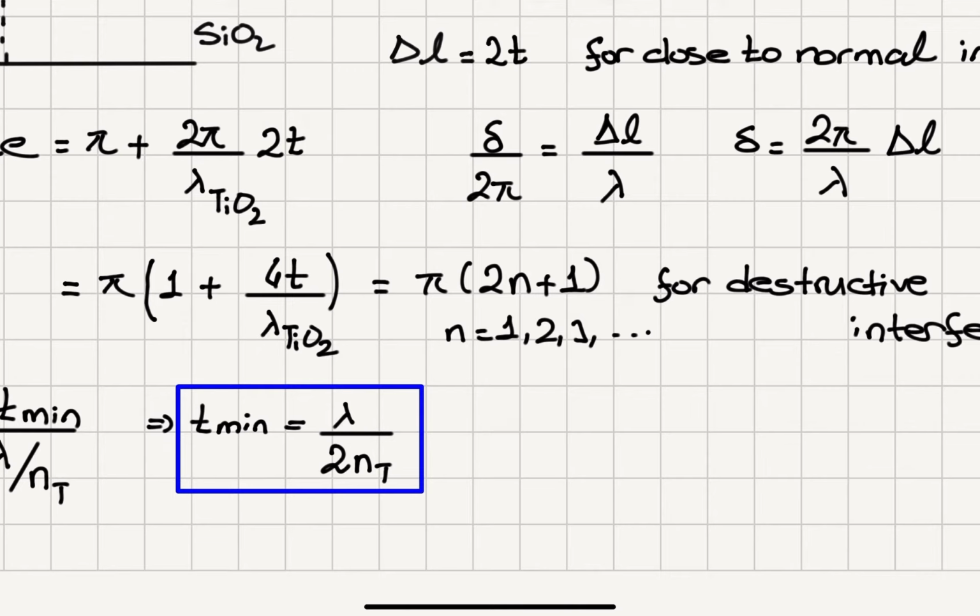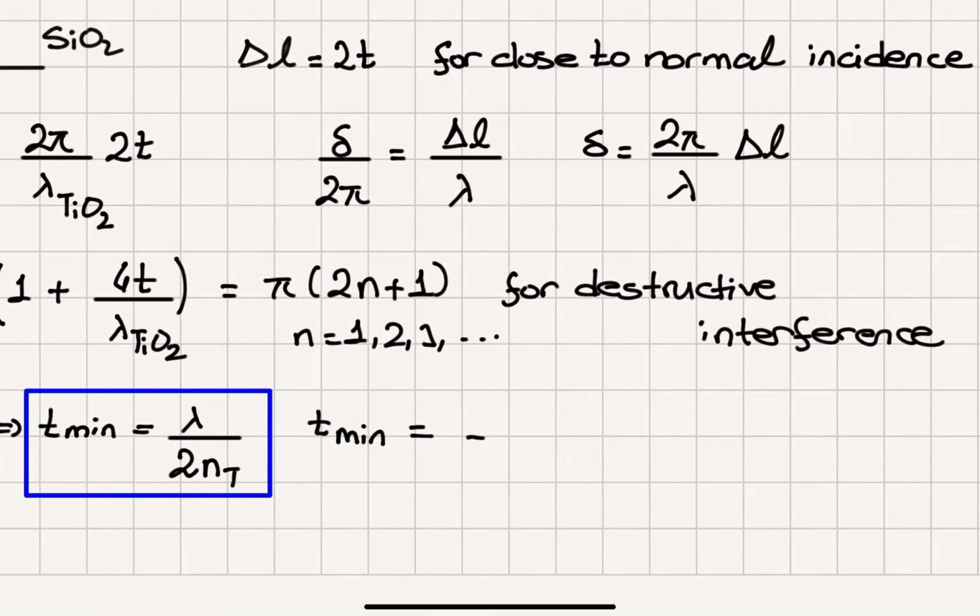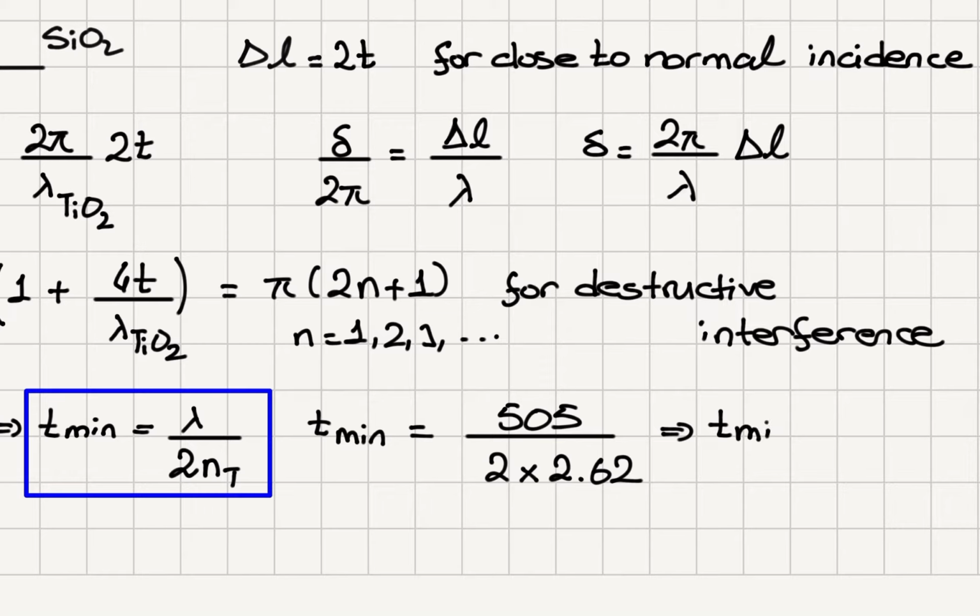So if we substitute the numbers, we will obtain for the minimum thickness, t minimum is equal to, for the wavelength in air, 505 nanometers divided by twice the index of refraction, 2.62. This will give us a minimum thickness of 96.4 nanometers.